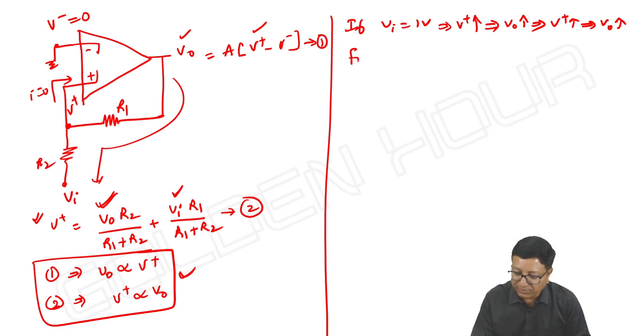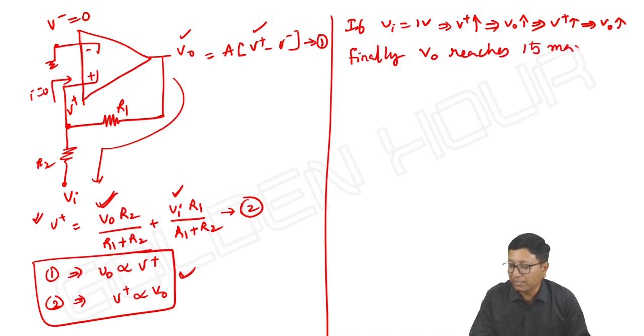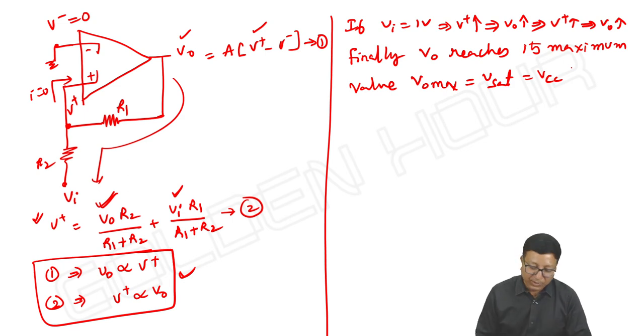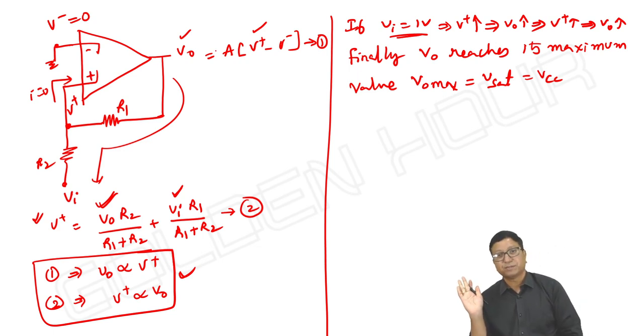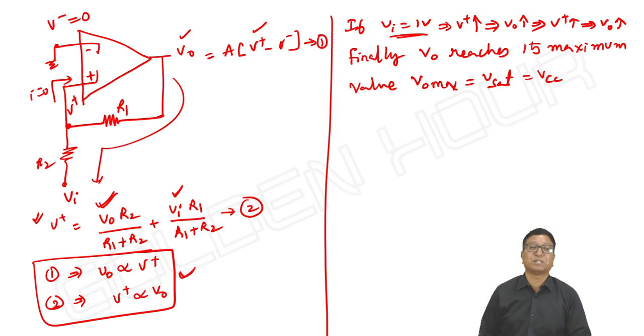So finally, what happens here? V output reaches its maximum value, that is V output maximum. What is that value? It is V saturation or VCC. So you have given a positive input to the non-inverting terminal. Output should also be positive, no doubt. And what is that value? It is V saturation. And this statement is true for 2 volts, 3 volts, 0.5 volt, 1 millivolt, or 1 microvolt. The input you are giving is meant only for triggering the circuit. Once the trigger is secured, V output and V plus keep on increasing and reach the extreme values.